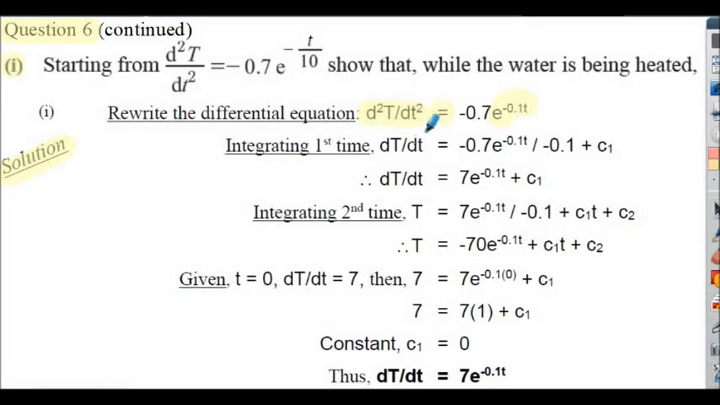We'll let you review the solution at your own pace. We need to integrate twice, so we've got integration the first time here. That determines dT by dt and our constant of integration. Integrating for the second time, we now find the expression for T, and now we have a c2 constant also. Given our first condition, when t is equal to 0, dT by dt is equal to 7, we can find that constant c1 is equal to 0. So here's the solution for our first order differential equation.